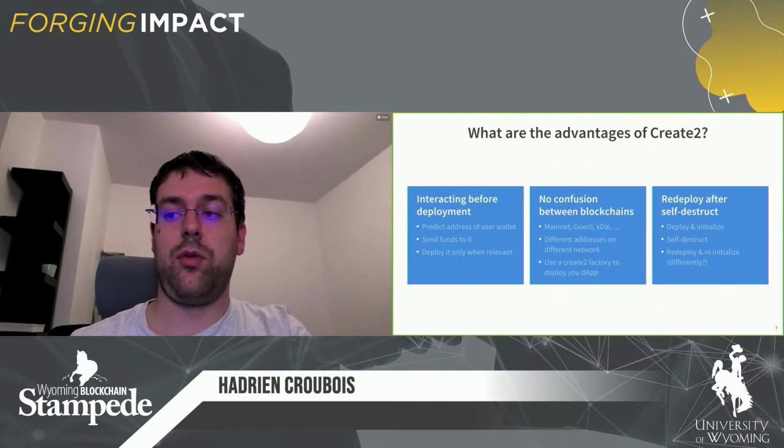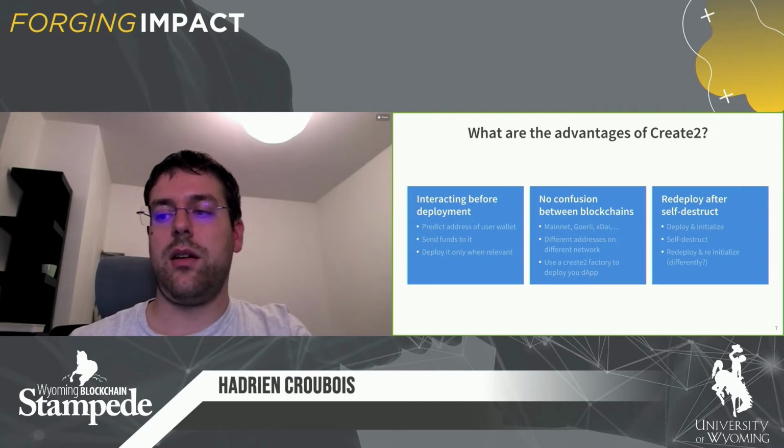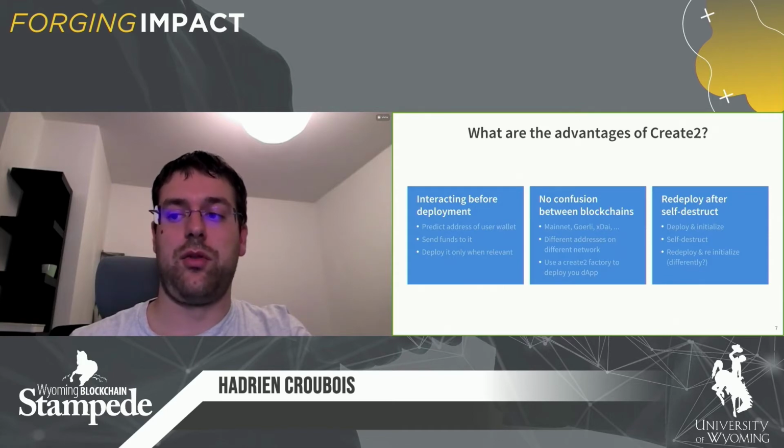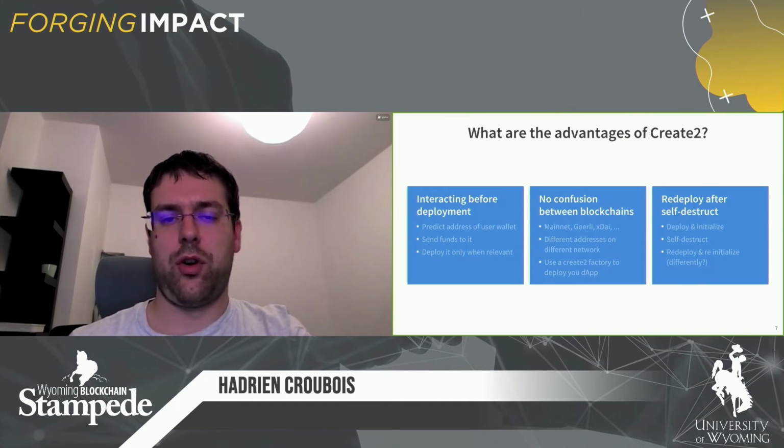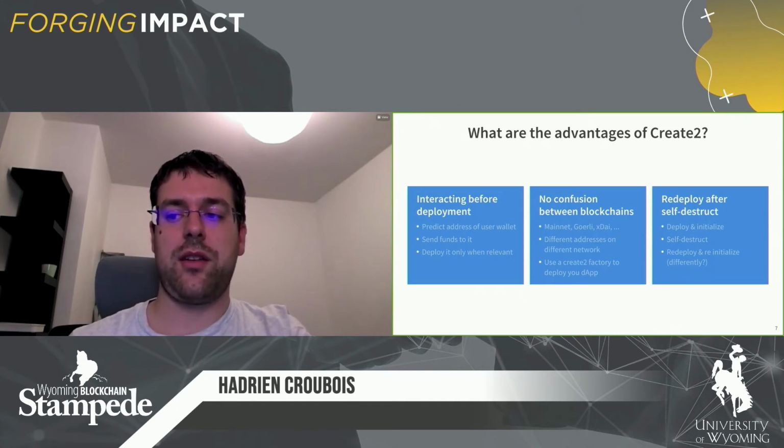For example, we are moving some part of our application right now from mainnet to XDAI because of scalability issues on mainnet. And most of the time, the addresses are different on the different networks, and this can lead to bad transactions, to lost funds. So the idea is that using Create2 and using a Create2 factory, you can make sure to deploy your app at the same address on all networks.